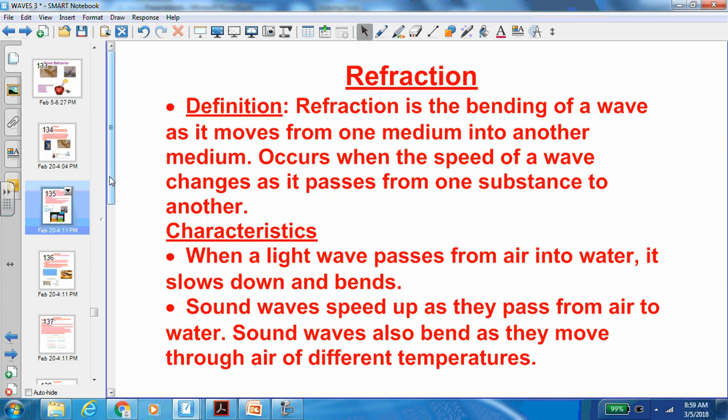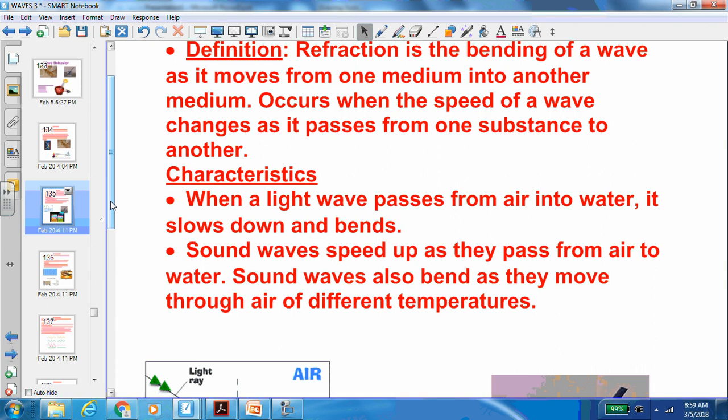Light waves and sound waves, of course, can both refract. Whenever light waves are passing from air into water, they're going to slow down and bend. And we are going to have a separate lesson where we talk about the speed of waves as they travel through different mediums. Electromagnetic waves are going to tend to travel much faster in less dense states of matter, okay, where the particles are not so close together, they're more spread out.